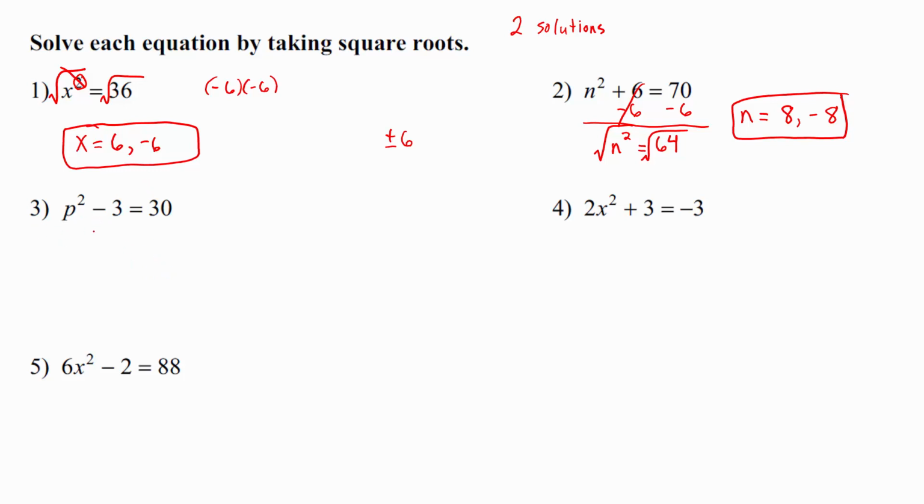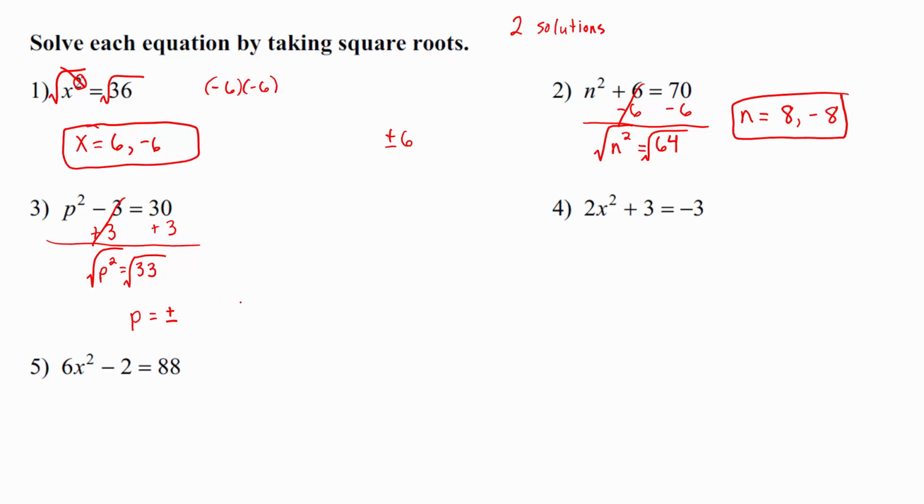Number 3, similar situation. We've got this -3 that we want to move, so I'm going to add it over to the other side. P squared equals 33. And then I'm going to square root both sides of my equation to get rid of the squared that's on P. And this is where it's actually helpful to do this. So we know that we're supposed to get 2 answers because it's a quadratic equation.